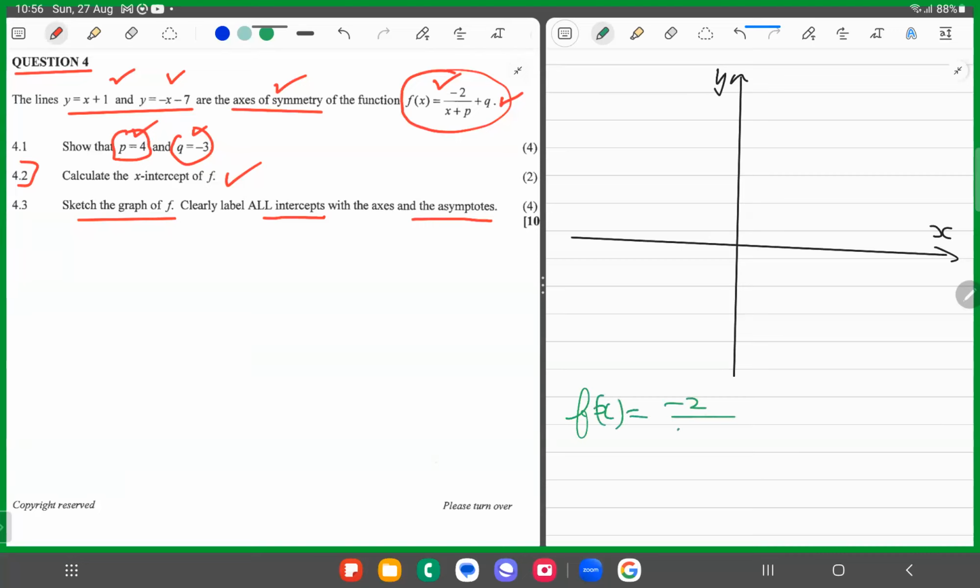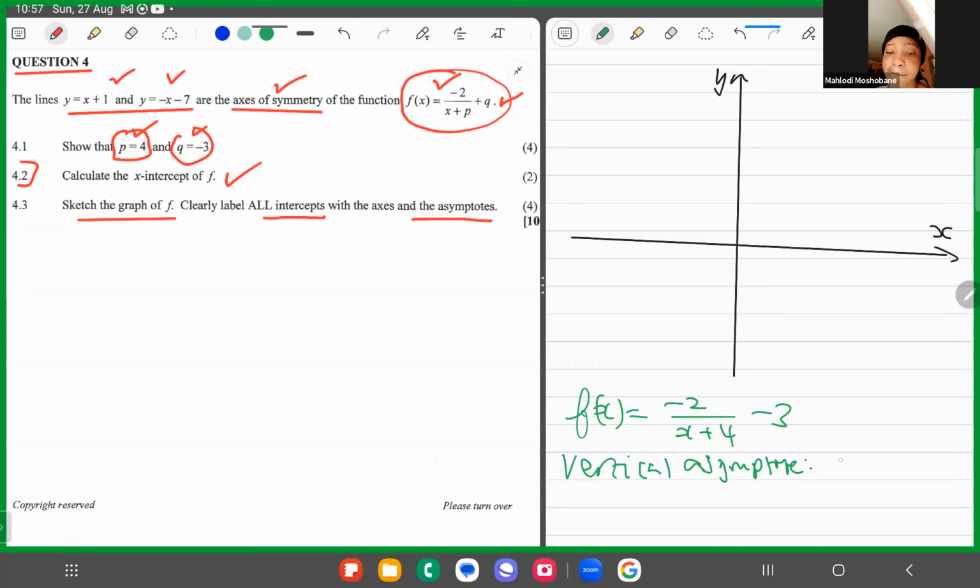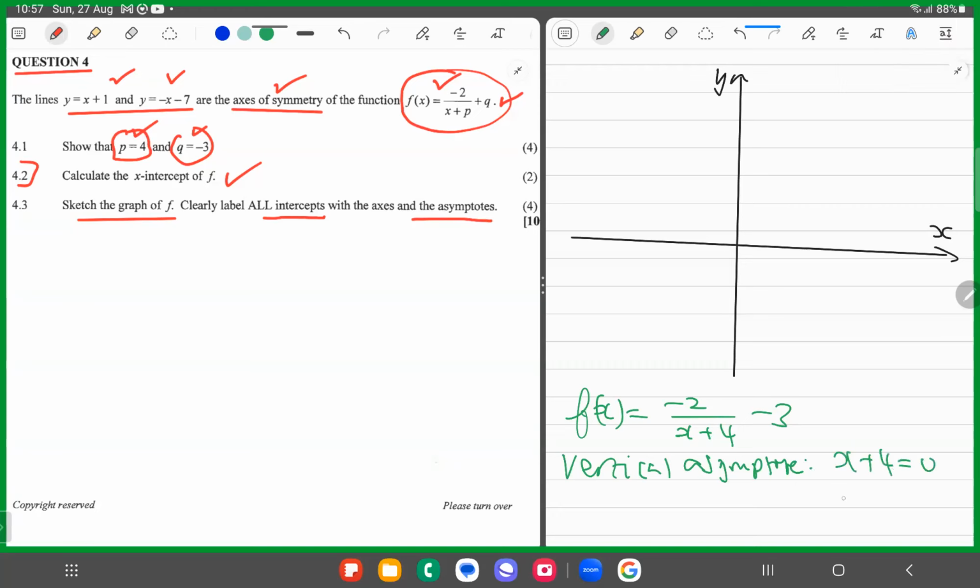So this is minus 2 divided by x plus 4, minus 3. If we look at the vertical asymptote, we take x plus 4 equals 0, which means x is minus 4. For the horizontal asymptote, we have that y is minus 3. So we have that x is minus 4 and then y is minus 3.